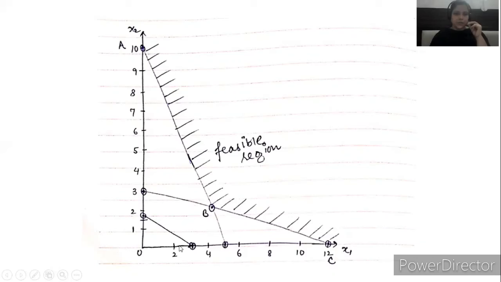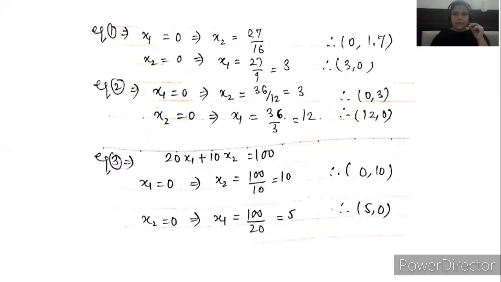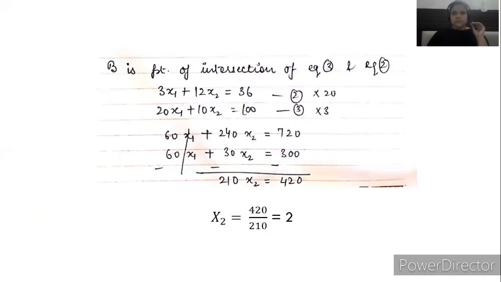This is equation 1, which has no role in finding the coordinates of point B. It means B is the intersection point of equation 2 and 3. So by solving equation 2 and 3, you'll get the coordinates of point B. B is the point of intersection of equation 3 and equation 2.